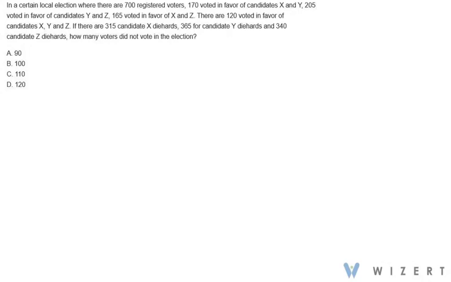We have this question here. In a certain local election where there are 700 registered voters, so total number of registered voters is 700. 170 voted in favor of candidates X and Y.